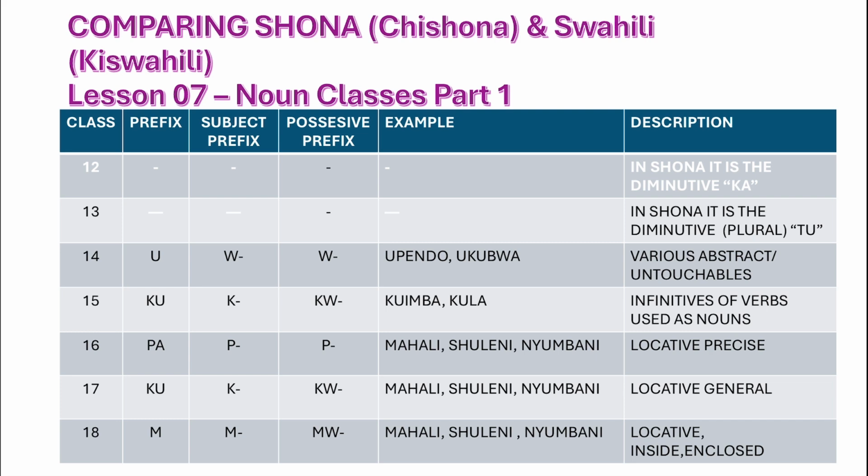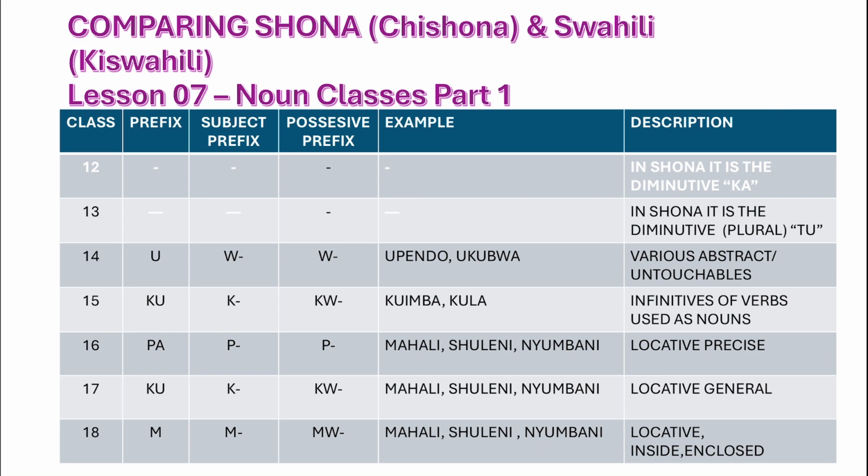Class 12 and 13, Swahili does not have these classes, but Shona has. These are the diminutive like ka and tu. We'll look at those when we look at Shona noun classes. Class 14, u. Most of these are abstracts and untouchables like upendo, love, ukubwa, size.